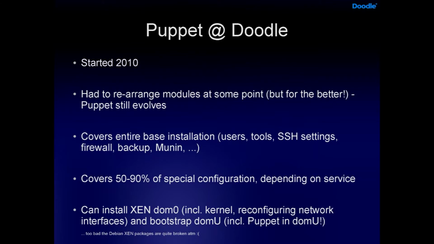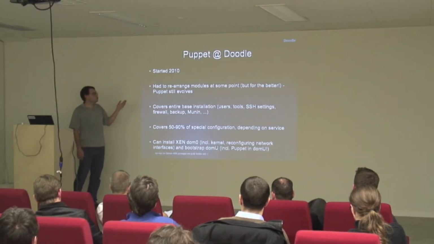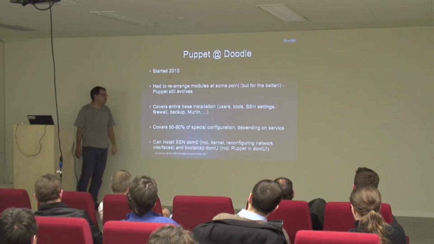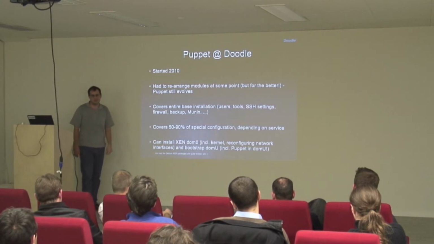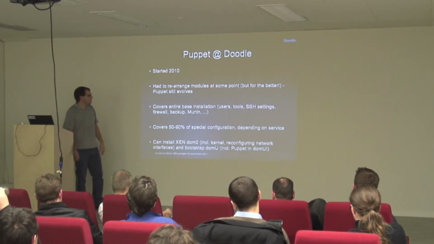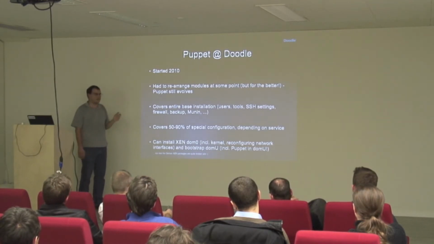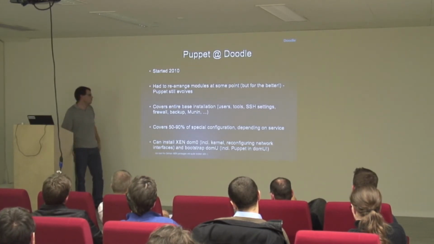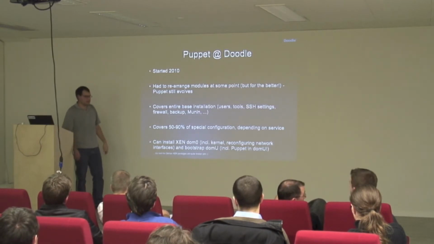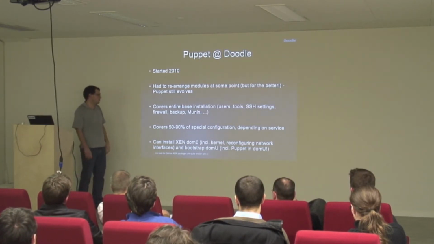So here's the current state of Puppet at Doodle. As I said, we started somewhere in the middle of 2010. Puppet still evolves, sometimes quite a lot, and at some point I had to rewrite quite a few of our modules, but they actually got better, so it's not a bad thing. And of course, at first I didn't understand how the modules should be laid out, which is the best layout, and so I had to redo parts of it.